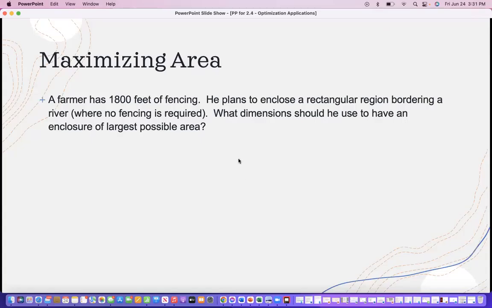Let's take a look at another example. Here, we're told that a farmer has 1,800 feet of fencing. He plans to enclose a rectangular region bordering on a river, which no fencing is required for that side. What dimensions should he use to have an enclosure of the largest possible area? So here we have a farmer. We've got one given, and that's the amount of fencing. And we know that we have to enclose a rectangular region where we are maximizing my area.